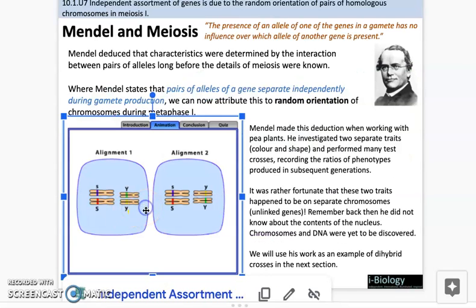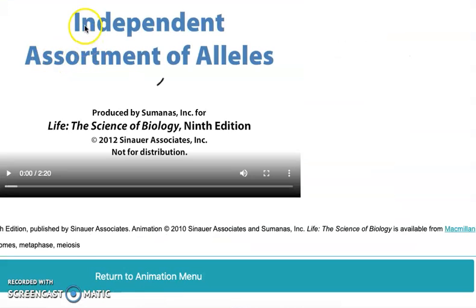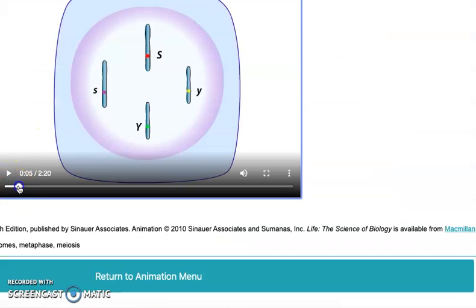Okay, so if we're looking at this slide here and you click on it, it opens up this video. It has no audio to it, but it's kind of useful in just skimming through to visualize meiosis and also the random orientation of the chromosomes. So here we've got different alleles marked on different chromosomes. We have a big S marked on this chromosome, we have a small s marked on this chromosome, a big Y allele marked on this chromosome, small y allele marked on this chromosome. So let's play the video.